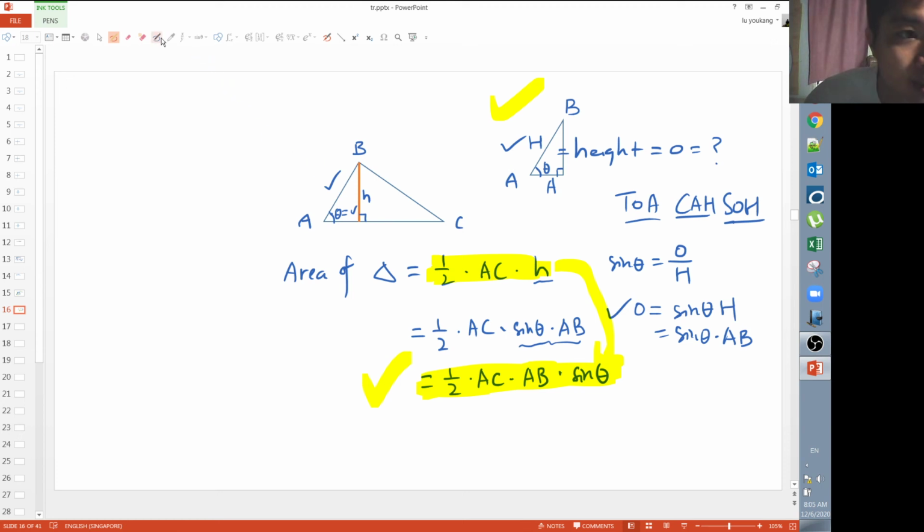What you need to do is, if you have an angle, in order to find the area of the triangle, you need half times sine of the angle, which is theta here, and the two sides that sandwich this angle. I hope you can see the two sides that sandwich the angle theta here are your AB and AC.